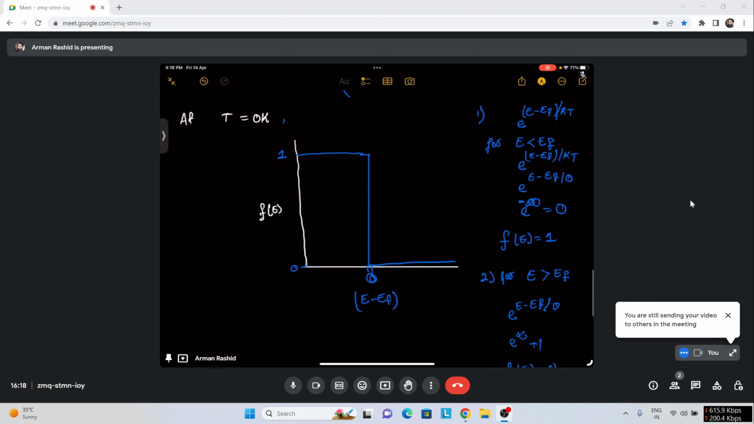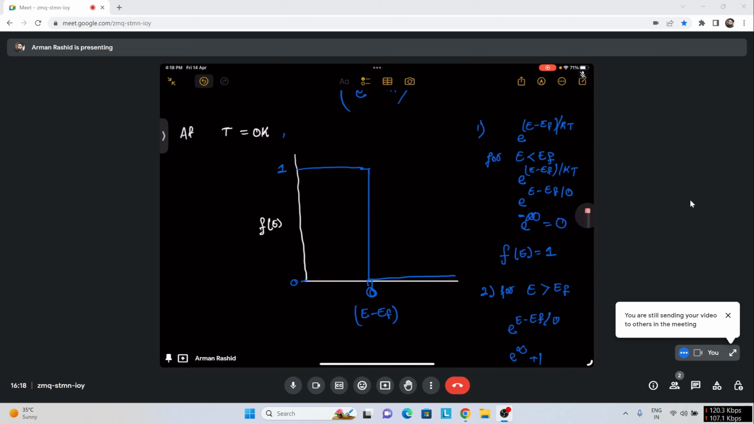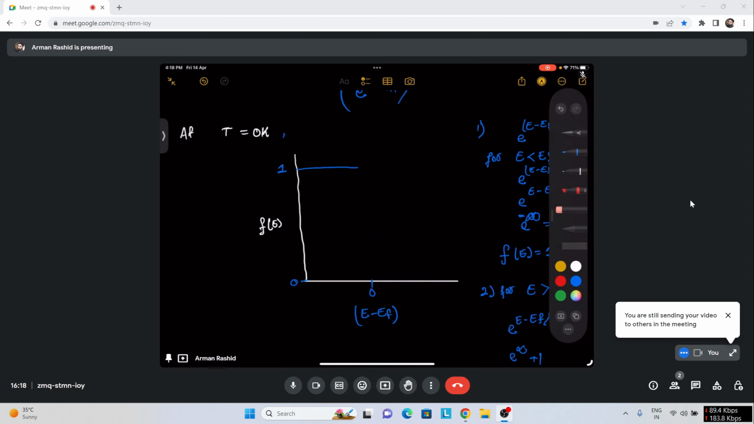This is the Fermi Dirac distribution at 0 Kelvin. This function is at 0 Kelvin.